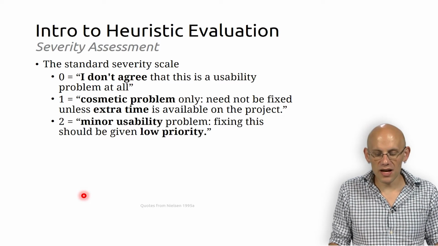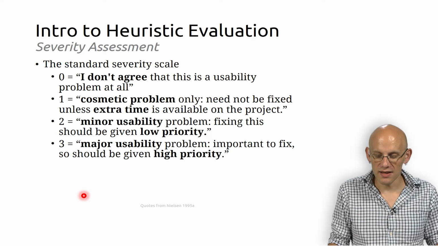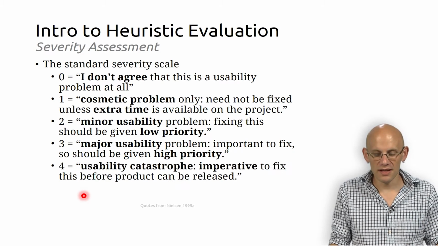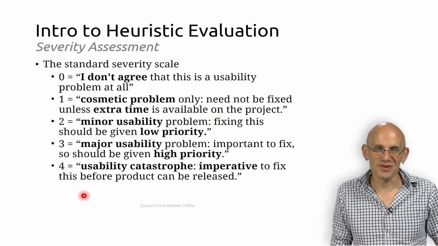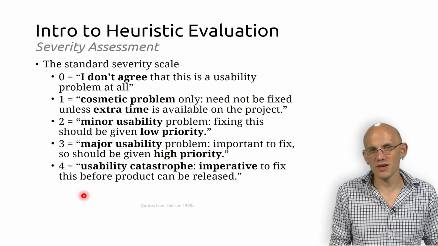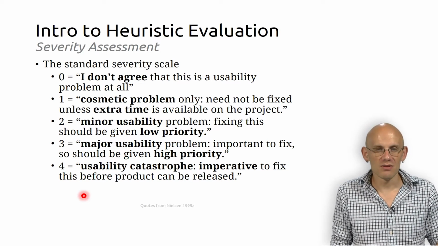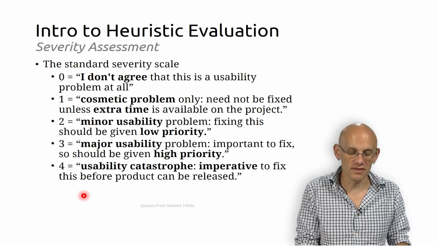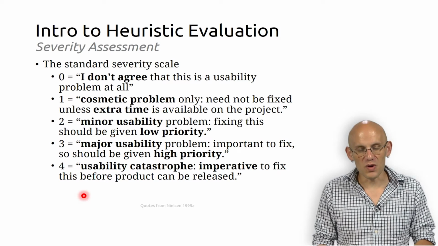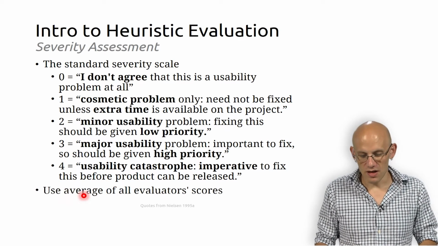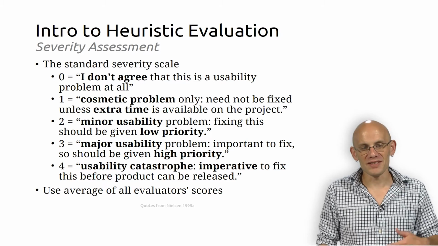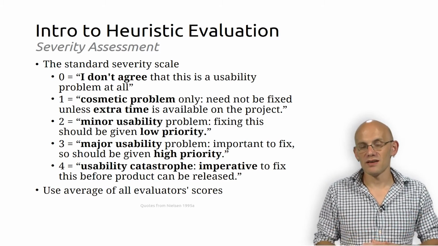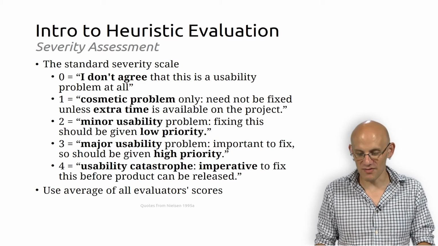2 is a minor usability problem, fixing this problem should be given low priority. 3 is a major usability problem, so it's important to fix, given high priority. And then we have our 4, which is a catastrophic problem, right? So some of you may recall from the video all the way back in course 1, when I talked about some cases where usability issues had led to deaths of the system's users. Those would be definite 4s. Okay. And then just to clear up a common point of confusion, you use the average of all your evaluator scores, and then you have a list of problems to work on. And it can be very convenient.